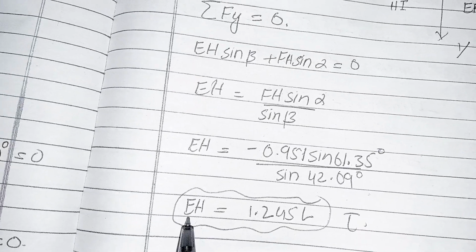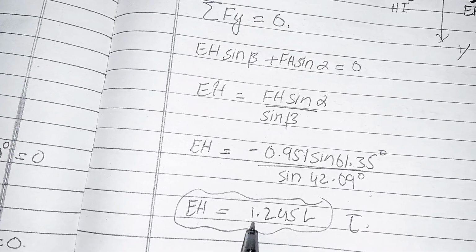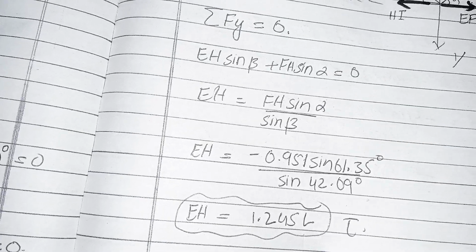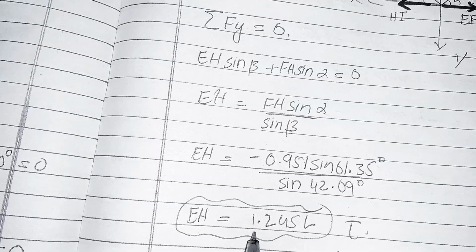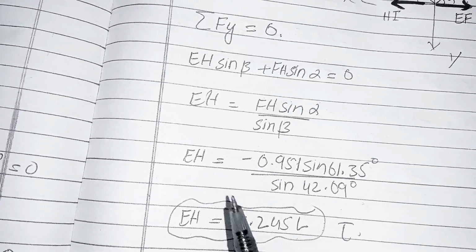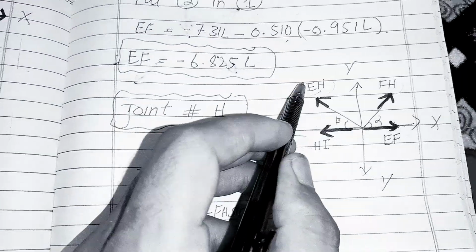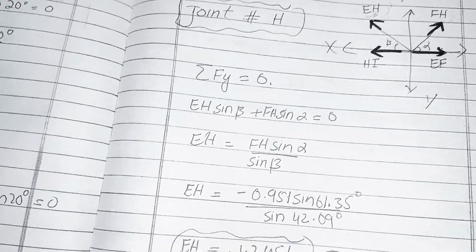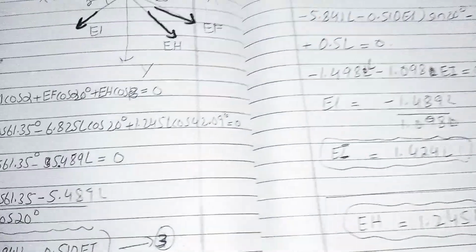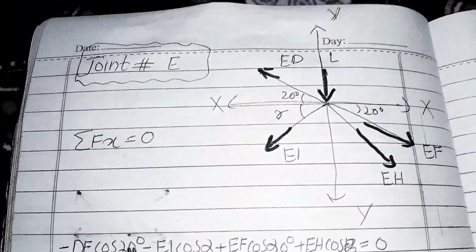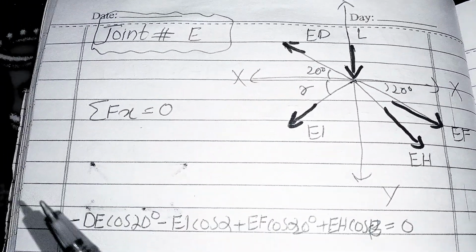If you calculate this, the answer will come EH equal to 1.245 L, which is in tension. My assumption was right. This positive sign shows that my assumption was right. EH is in tension, which has a value of 1.245 L. Now I will take joint E to find the required force in member EI.